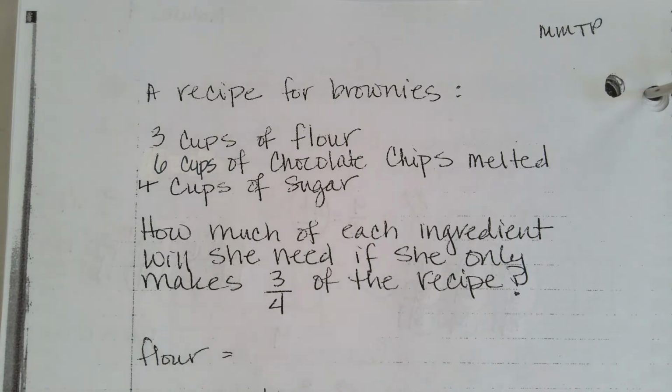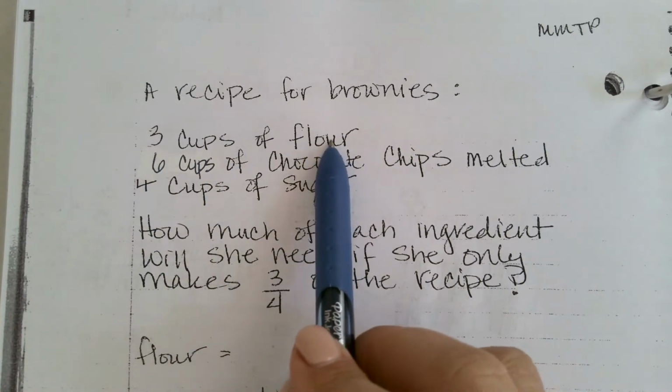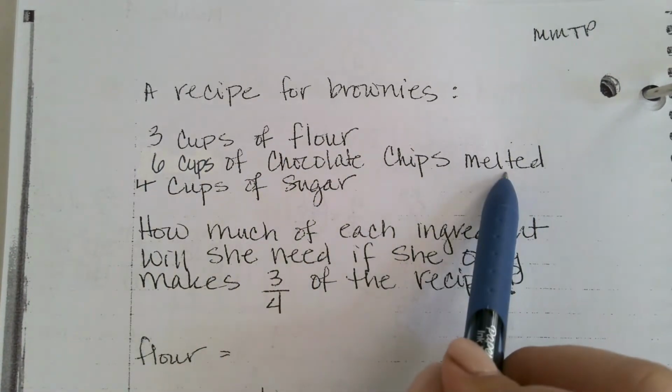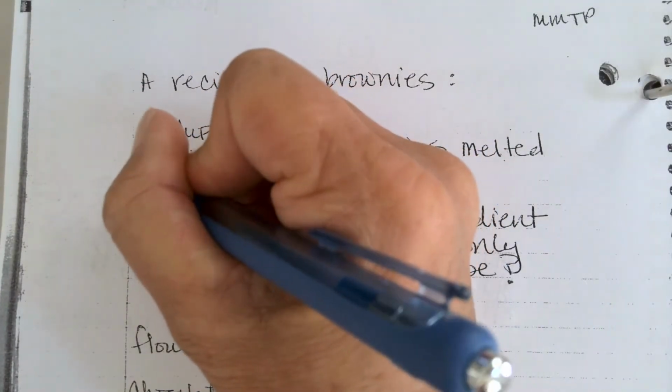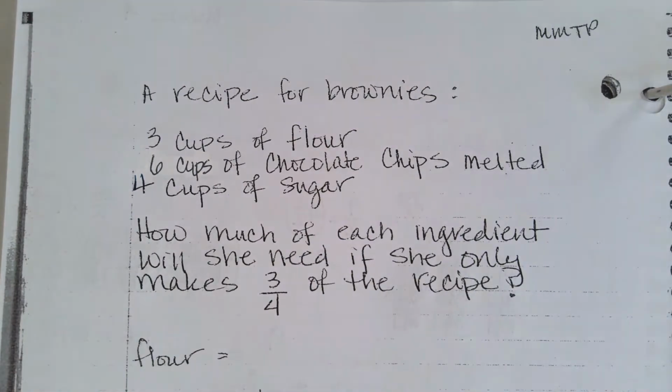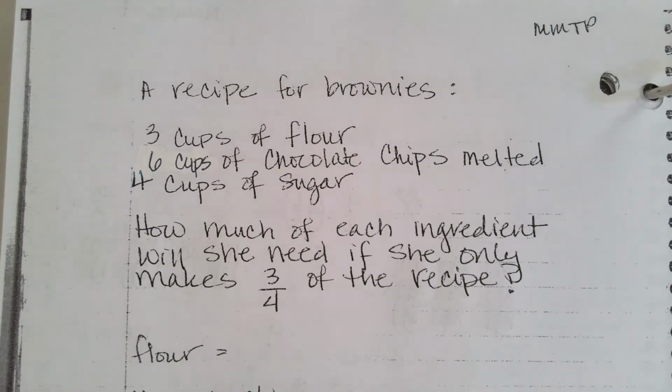So this is very similar. Remember I was telling you about how the problems build on each other? Okay, so a recipe for brownies calls for 3 cups of flour, 6 cups of chocolate chips melted, and 4 cups of sugar. Now, you're copying this down, right? How much of each ingredient will she need if she only makes 3/4 of the recipe?